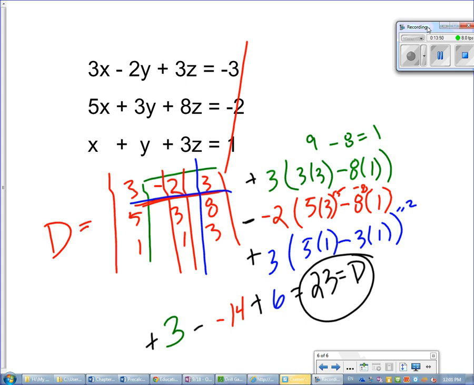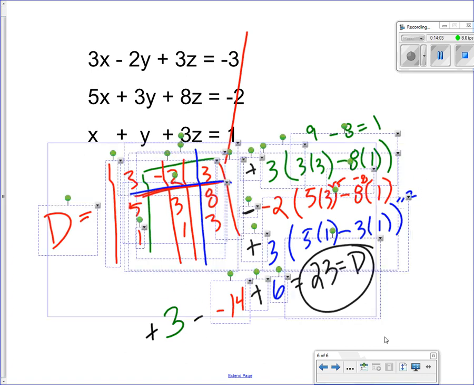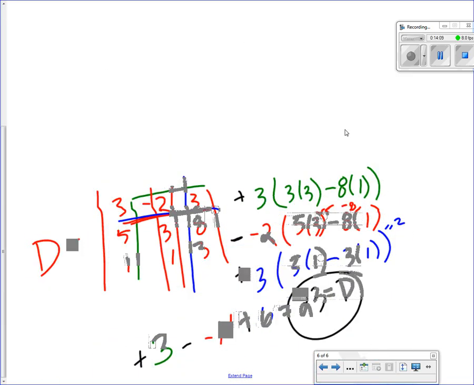Now let's suppose I wanted to know what does x equal. So what I can do is I'm going to find the determinant of a special matrix. I want to move this down because I don't want it to go away. I need it there.